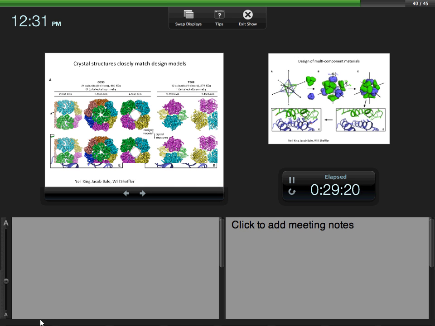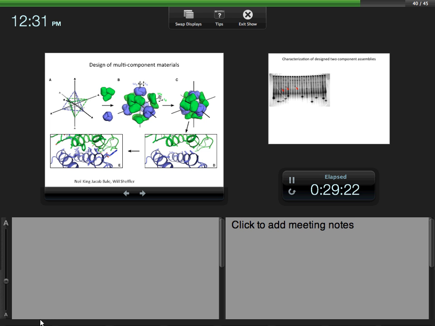So more recently, Neil and Jacob and Will have been extending this to two-component assemblies. So I'll take you through this one a little bit more slowly since it's not published. Here, imagine two tetrahedra that are inverted relative to each other. And now place two different trimeric proteins on the vertices of these polyhedra. Say a blue one on the blue tetrahedron and a green one on the green one.